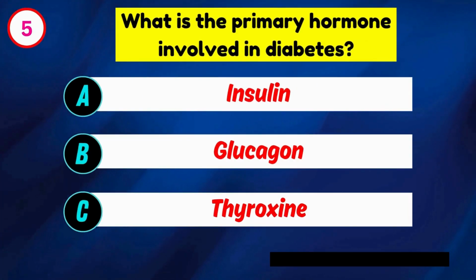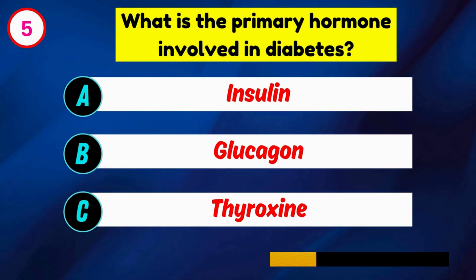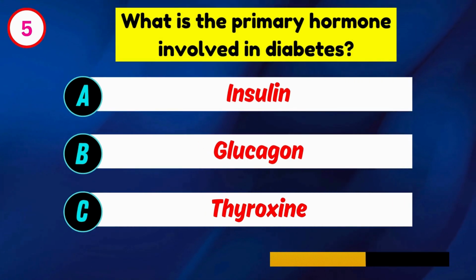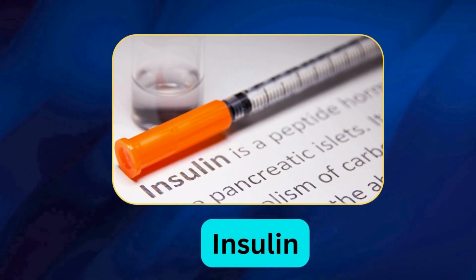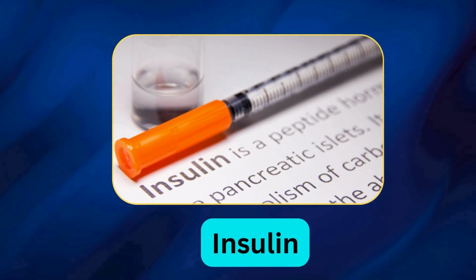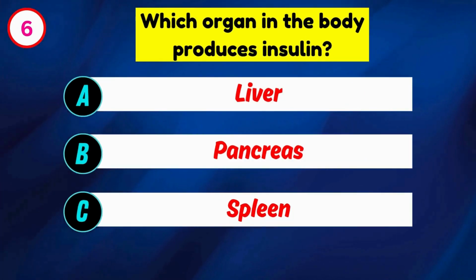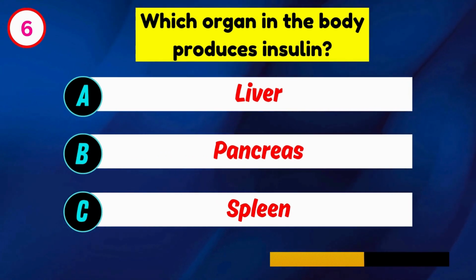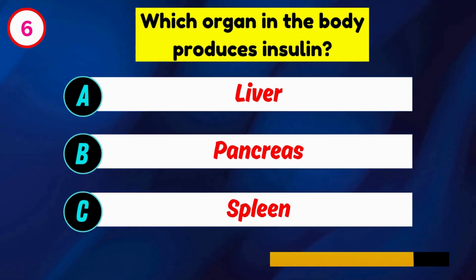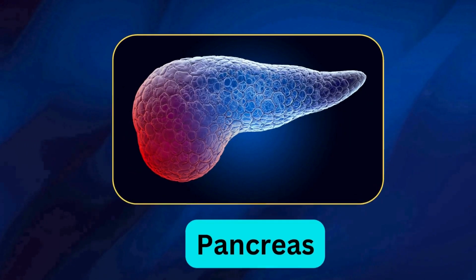What is the primary hormone involved in diabetes? Insulin, glucagon, thyroxine. Insulin. Which organ in the body produces insulin? Liver, pancreas, spleen? Pancreas.